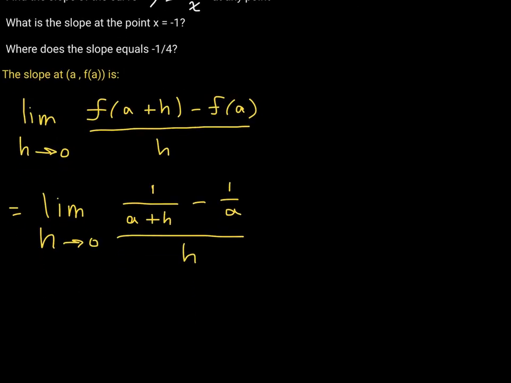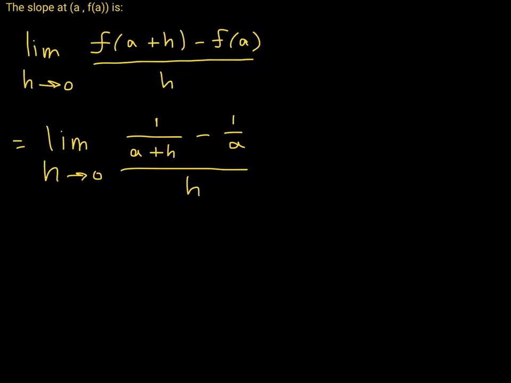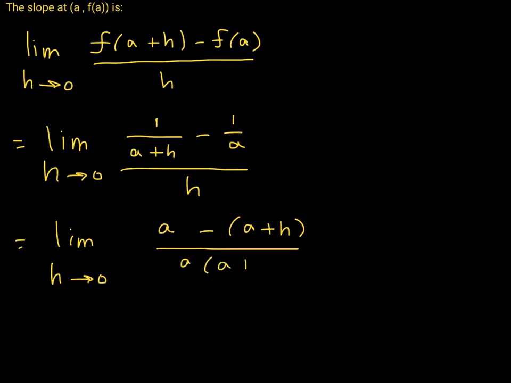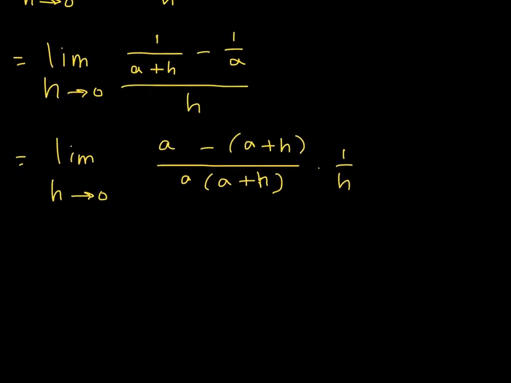So let me see if I can move this up here. All right, so then what we'll have is the limit as h goes to 0. What we'll have here is a minus a plus h, and all of this is over the common denominator of a times a plus h. All divided by h, which is equivalent to multiplying by 1 over h. Right? All right, let's move this down even further.